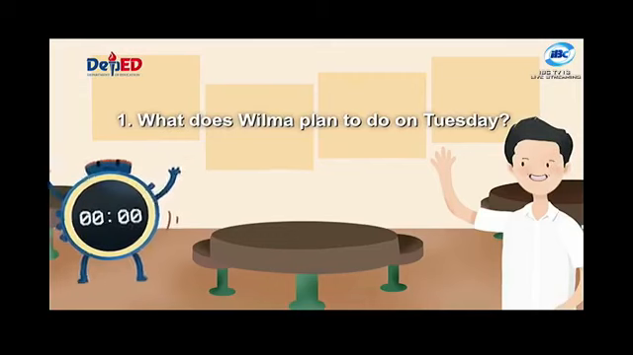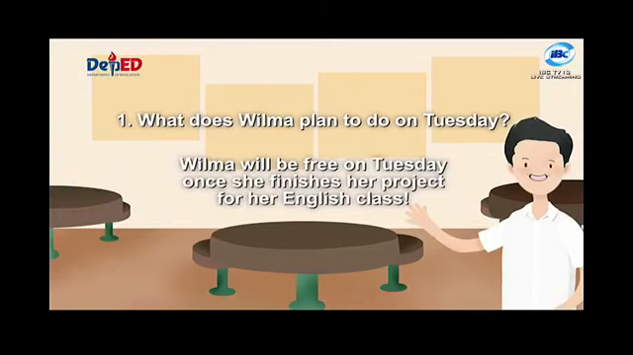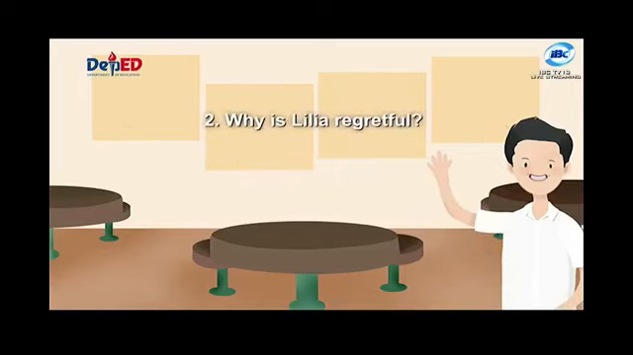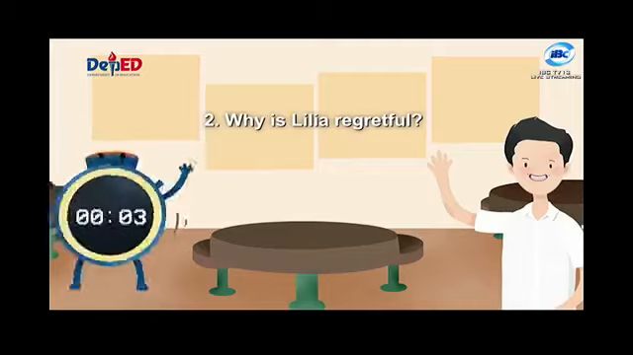That's correct. Wilma will be free on Tuesday once she finishes her project for her English class. That is why she suggested to accept Gia's invitation for her birthday party. Number 2. Why is Lilia regretful?